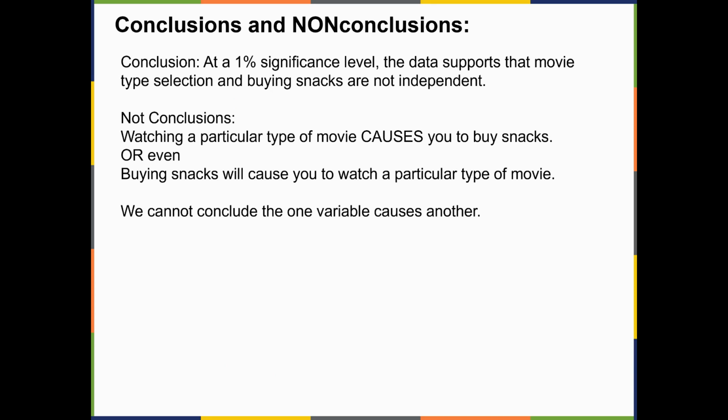The only conclusion we have is that at a 1% significance level, the data supports that the movie type selection and buying snacks are not independent. What we cannot conclude is that watching a particular type of movie causes you to buy snacks, or vice versa. Buying snacks will cause you to choose a particular type of movie. We cannot conclude in any way that one variable causes the other, only that they are not independent. All right, that's it for this section.